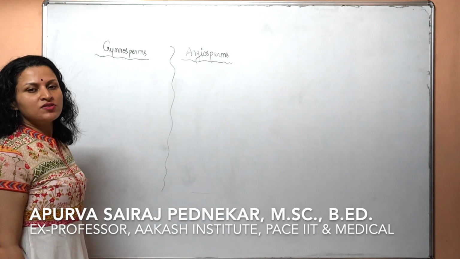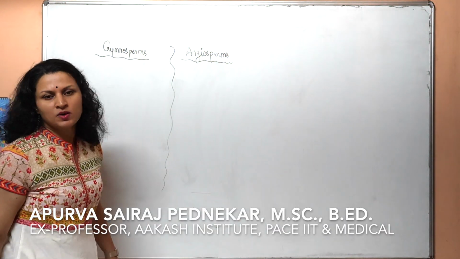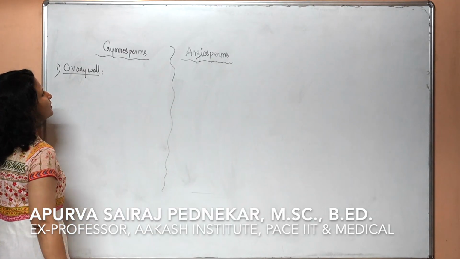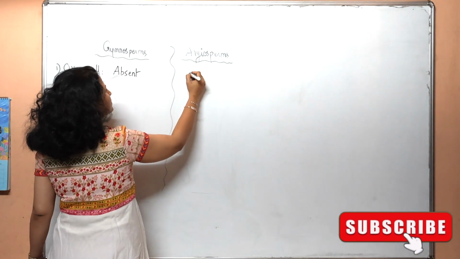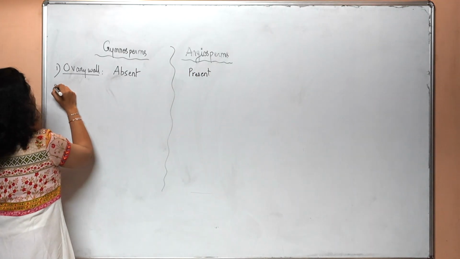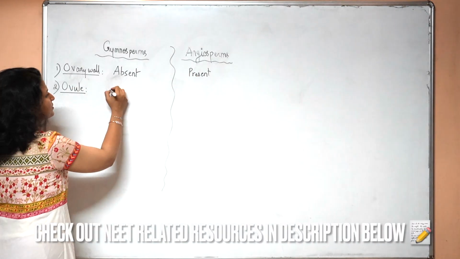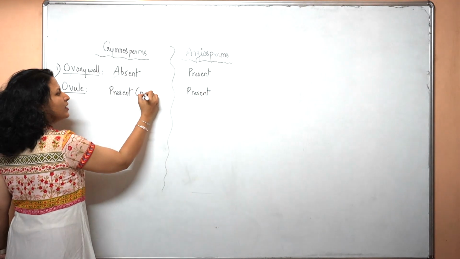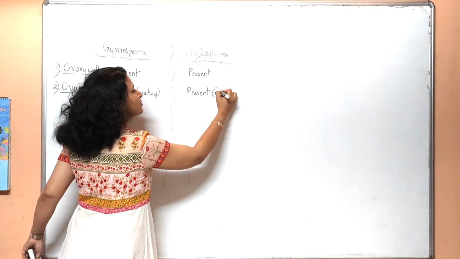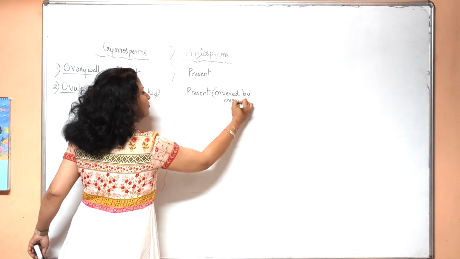Let us recall some differences between the gymnosperms and the angiosperms. Ovary wall. Let's talk about the ovary wall. For gymnosperms, ovary wall is absent. For angiosperms, it is present. Next one, ovule. Ovule is present. This one is also present. This one is naked. This one is covered. Covered by what? Covered by ovary wall.